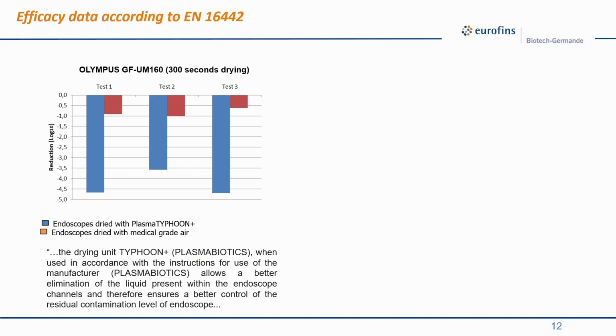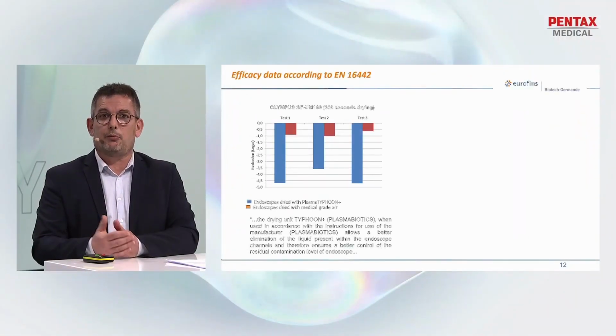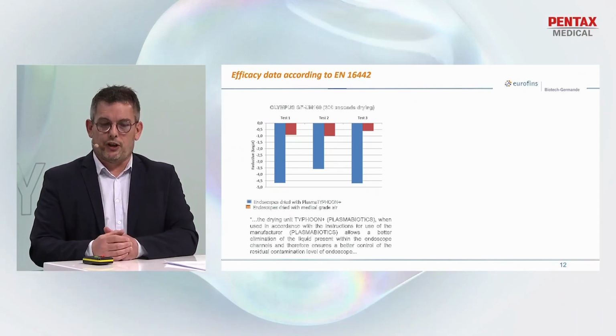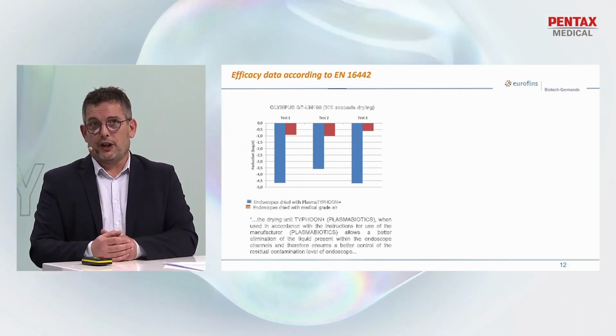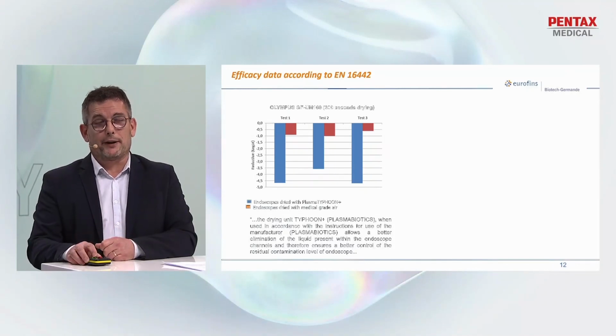4.5 logs. Whereas the same endoscope, not stored, but just dried using the actual procedure, just with medical grade air, we of course observe a reduction, but only a 1 log reduction, which is not a lot. So this first test clearly demonstrates that the Plasma Typhoon is able to give us a better result in terms of maintaining the quality of the endoscope compared to the standard medical grade air drying.